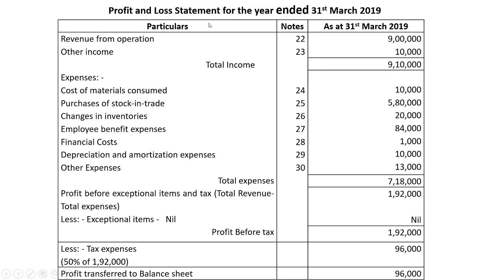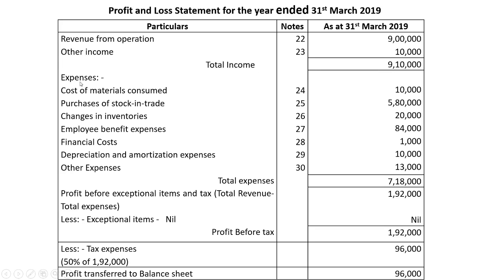So based on these notes annexed to profit and loss account, we are going to prepare the profit and loss statement for the year ended 31st March 2019. Here are the particulars, note numbers as of 31st March 2019. Revenue from operations, note number 22, 9 lakh. Other income, note number 23, 10,000. So the total income is 9 lakh 10,000.